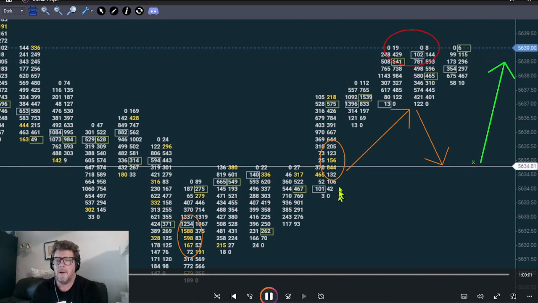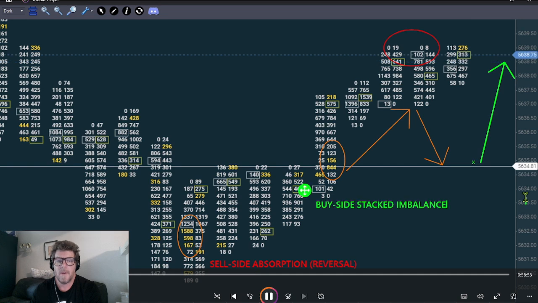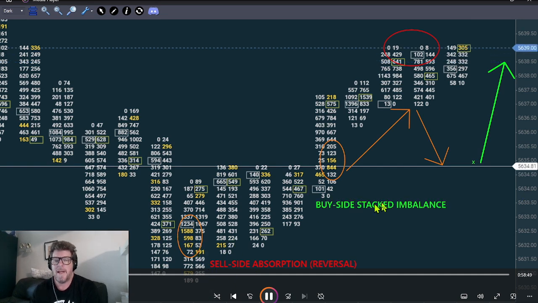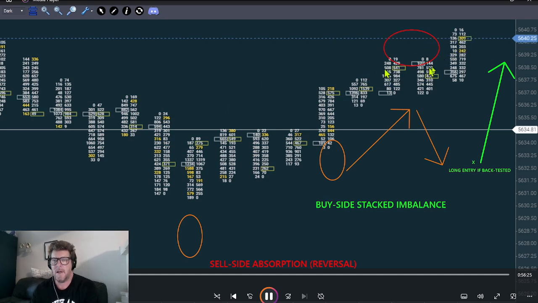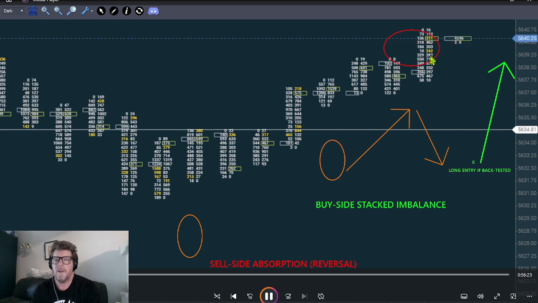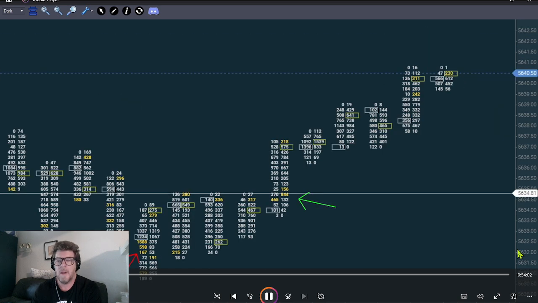So I'm just going to scroll ahead a little bit here. Okay, and you can see I wrote in sell side absorption, this orange circle, buy side stacked imbalance, this orange circle. Okay, moving forward a little bit. You can see price continued higher. We got past that little closed auction here. So I'm really looking for a buy side absorption. And my plan is to wait for it to pull back to 5634.81. Just showing you I have that marked.